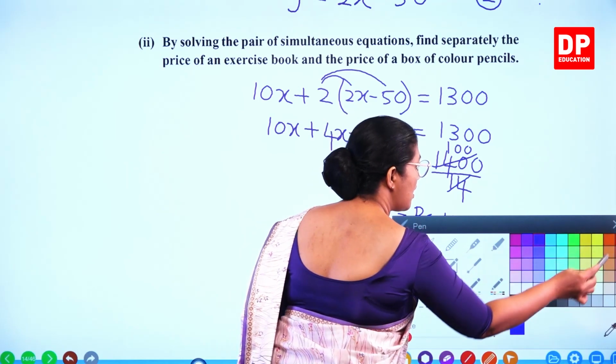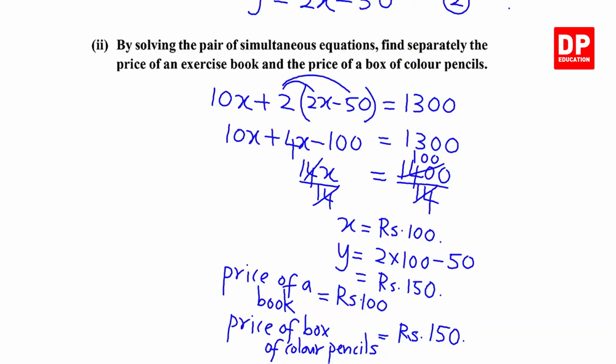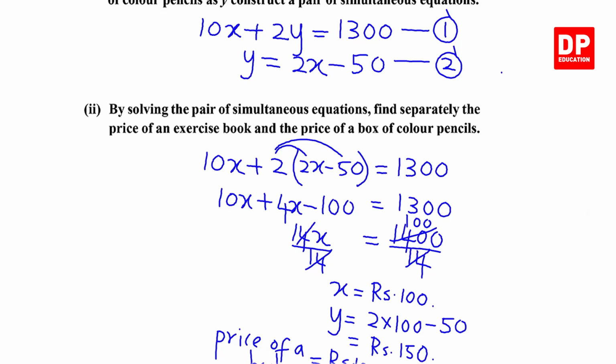So let's give marks. In this one, you get 2 marks for writing the 2 equations. And then to solve these, you get 8 marks. So let's give it step by step. Altogether, 8 marks for that.